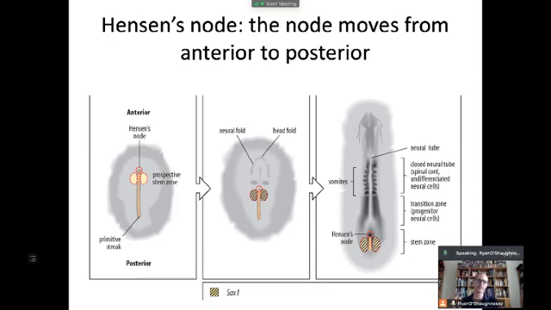This is different to, say, Xenopus, where we get gastrulation completed and then neurulation happens. So in higher organisms, such as chick and mammal, these things happen simultaneously in different parts of the embryo.